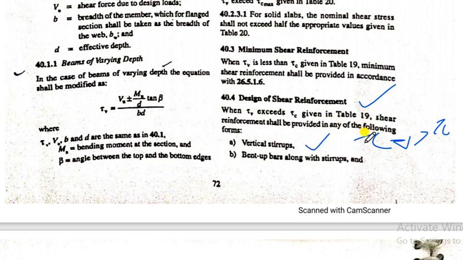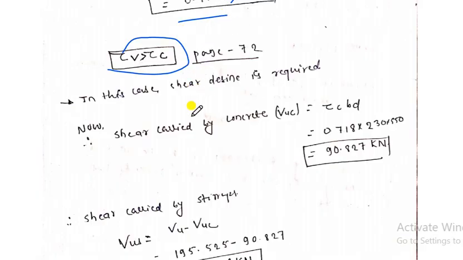So we have to provide stirrups. Here we will provide vertical stirrups, and I hope you know what is meant by vertical stirrups. Before solving that, we will do the shear design using vertical stirrups. The shear carried by concrete alone is tau c into bd. The tau c value we know, the bd value we know, so we can calculate it.